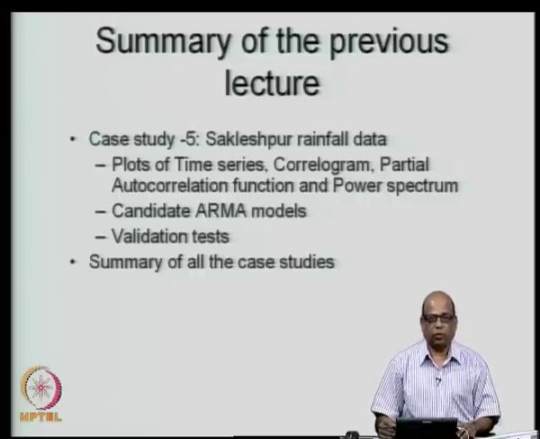Then we also discussed for the case study the validation tests. Typically the validation tests that we carry out on the residual series are, first, to make sure that the residual series has a zero mean, and next we look for any significant periodicities. The residual series should not have any periodicities, and the third test that we carry out is to make sure that the residual series that we get is in fact uncorrelated, or it constitutes a white noise.